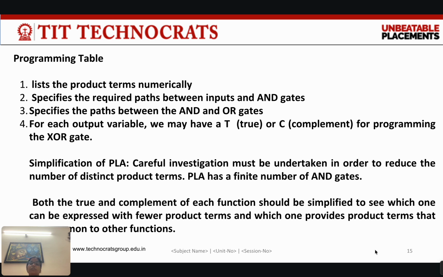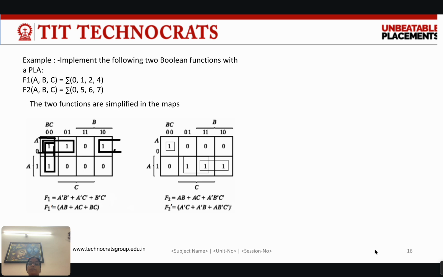Simplification of PLA. Careful investigation must be undertaken in order to reduce the number of distinct product terms. PLA has a finite number of AND gates. Here we have one example in which we implement two Boolean functions with the help of PLA. F1 equal to sigma 0, 1, 2, 4 and F2 equal to sigma 0, 5, 6, 7. In PLA, first of all, we need to minimize the function with the help of K map. So we can see the functions F1 and F2 in their minimized form.